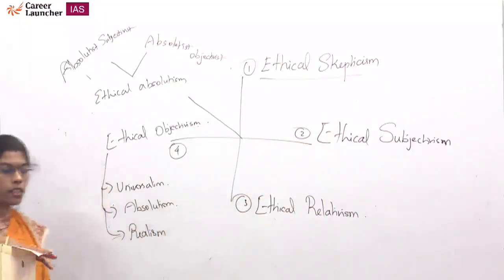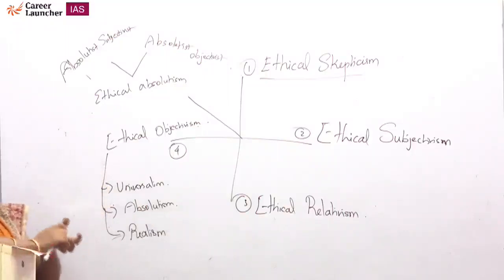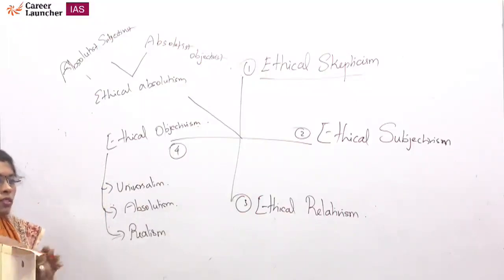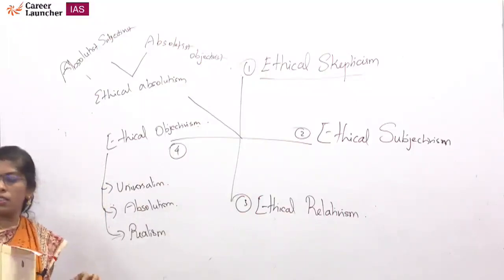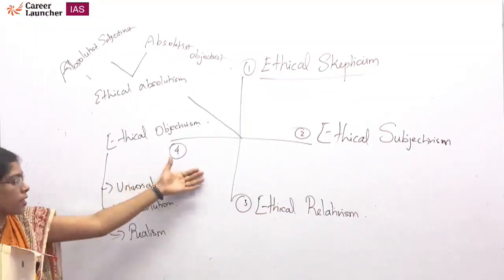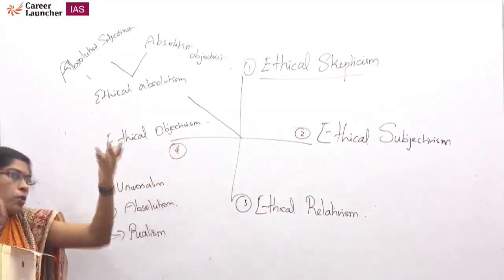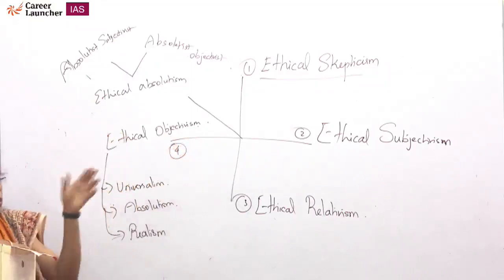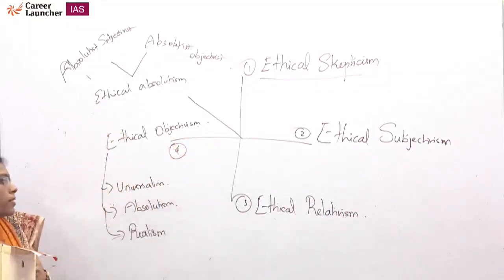Yes, ethical skepticism, ethical subjectivism, ethical relativism. Have you heard these words anywhere? You will find them in any ethics book. When you walk into the market and see any ethics book, they will have this. So these are the basic terms you have to understand when you touch an ethics book.